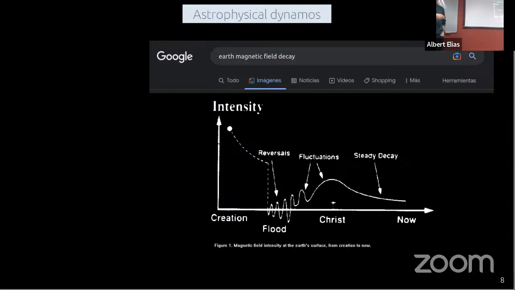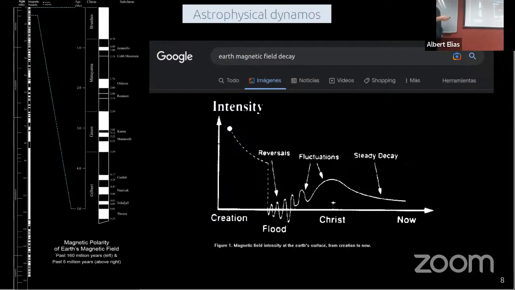You can see on the x-axis how during Christ's life we have a bump in the magnetic field. But no, this is the real plot. The magnetic field of the Earth changes a lot. The white stripes are when the magnetic field of the Earth has the polarity it has right now, and the black stripes are when it's reversed. This big stripe is the last 5 million years, and this long stripe is the last 160 million years. You can see that it's quite stochastic, quite random, when it decides to change polarity.